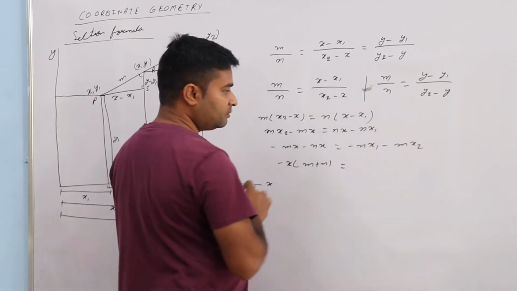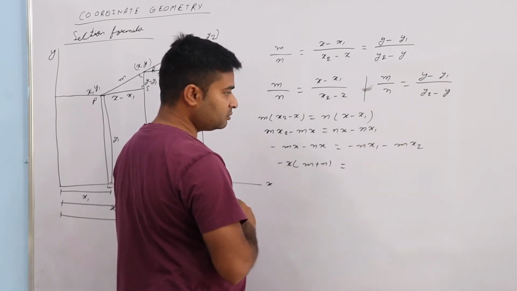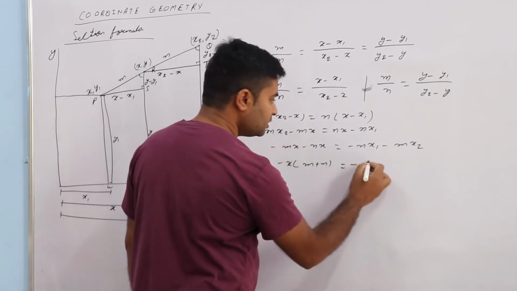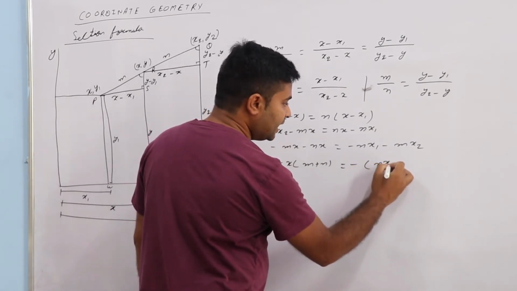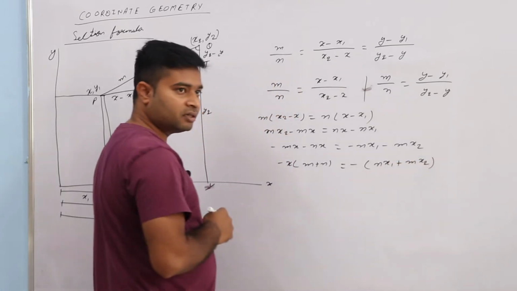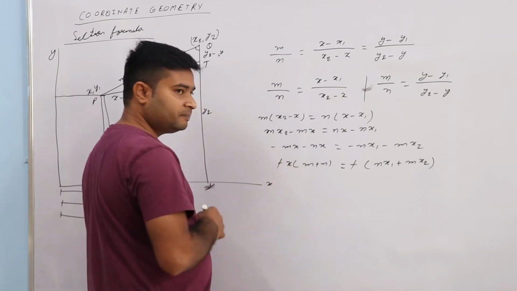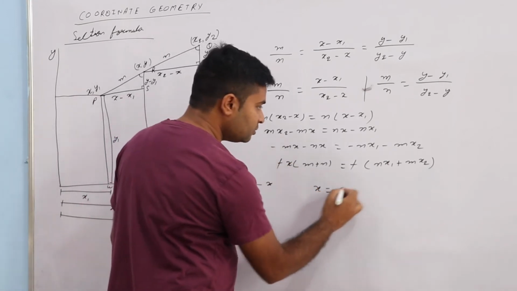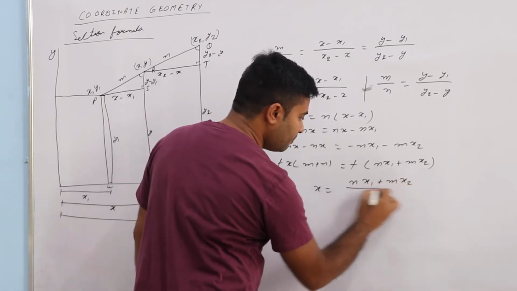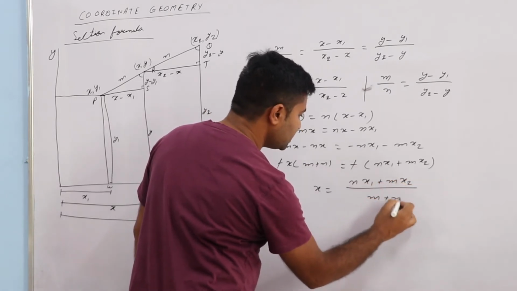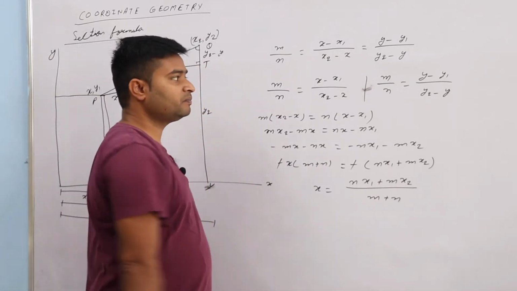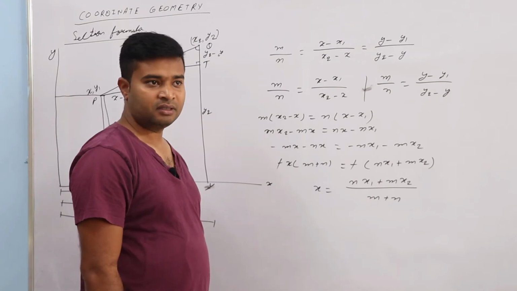Here what can we take out? Nothing. So just take minus: nx1 plus mx2. This minus minus we can cancel. Now x is equal to (nx1 plus mx2) by (m plus n). Understood? So this way we get the value of x.